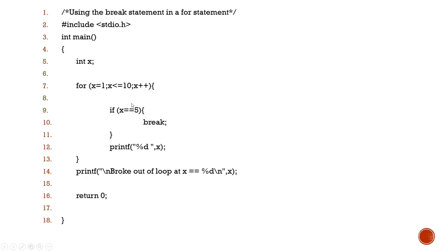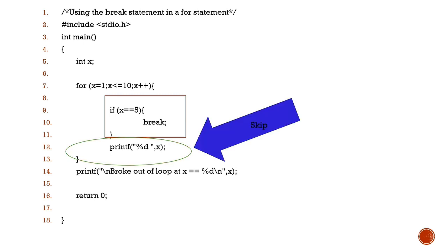But having this break statement inside, it will terminate the loop, exiting without completing the entire iterations, at x equals 5. Thus, it will not print the value of 5. You will have only 1, 2, 3, and 4. After that, it will proceed to the next statement, which is the printf in line 14. So this will be skipped once the value of x reaches 5.